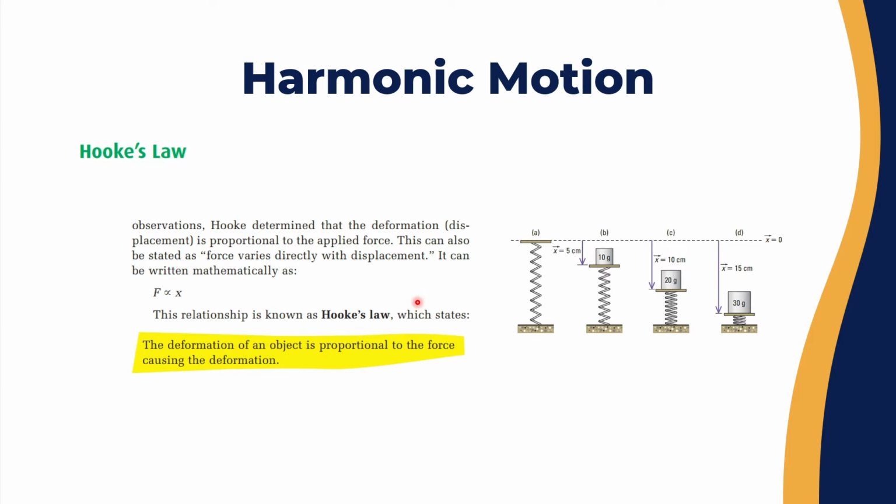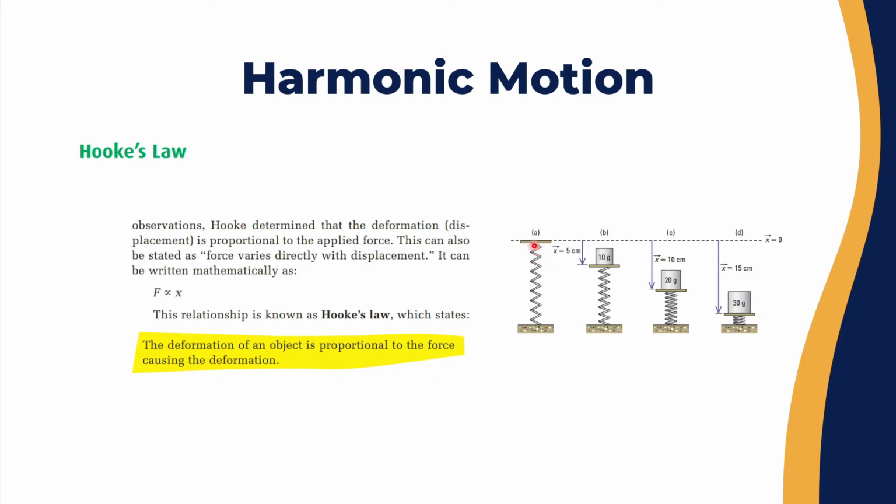Before we go there, let's talk about Hooke's law. We talked a little bit before about it. Hooke's law is mainly focused on springs and the forces being applied to the springs, and the relation between the force applied to the spring and the displacement of that spring. What did Hooke do? He determined that the deformation is proportional to the applied force, and this can be said as force varies directly with the displacement, and can be written as F is proportional to the displacement of the spring, X. The relation is known as Hooke's law. The definition of Hooke's law: the deformation of an object is proportional to the force causing that deformation.